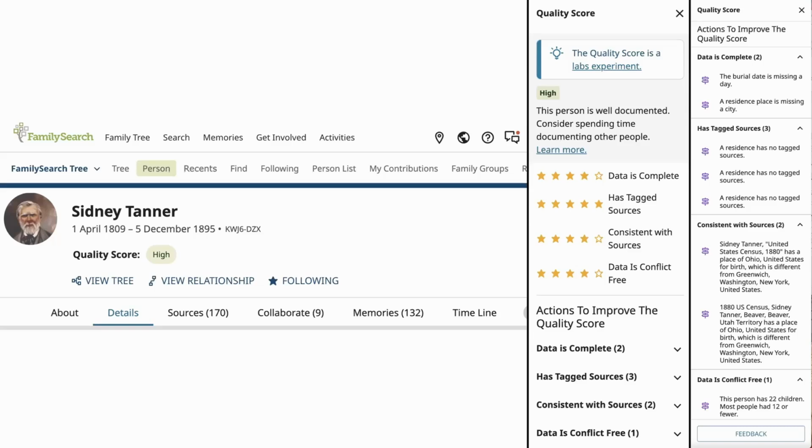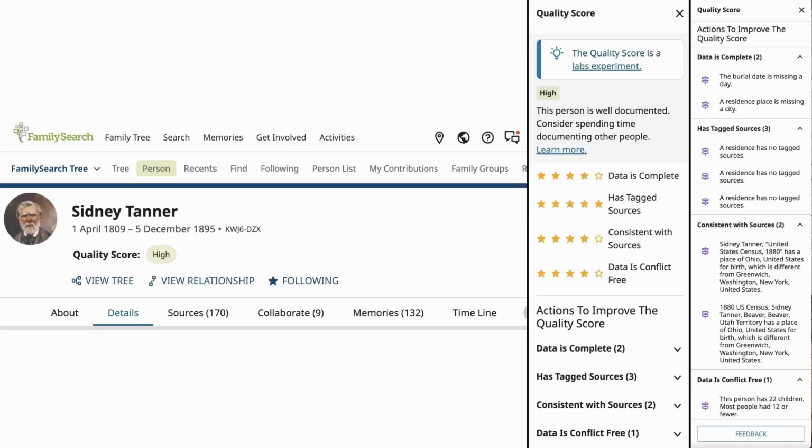And because it has a high score, there's a list on the right of things that could improve the quality score. It's saying things like a burial date is missing a day, a residence place is missing a city, things like that. They're minor things, but they're the kinds of things that help us, in a sense, perfect the entries that we have in the FamilySearch Family Tree.